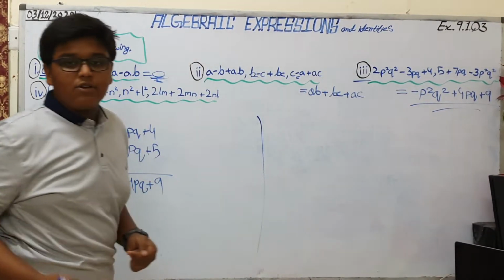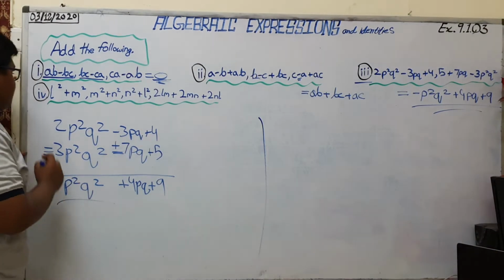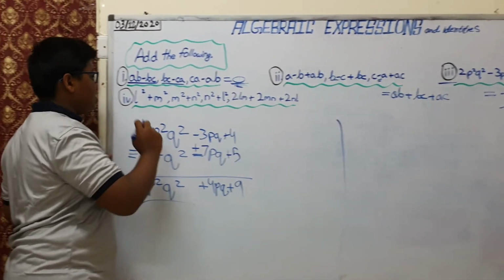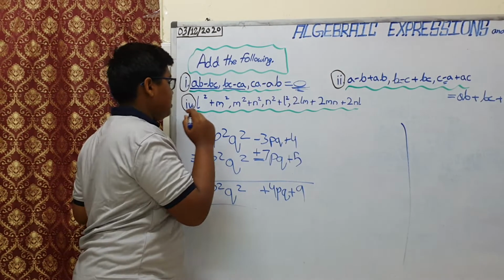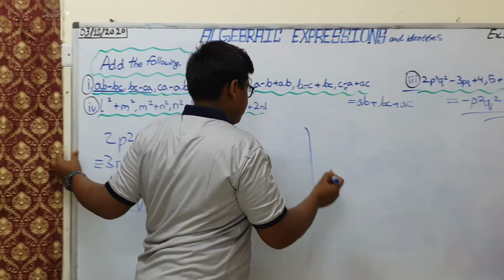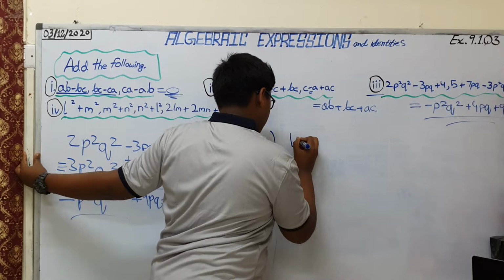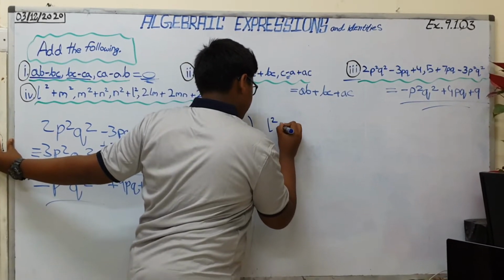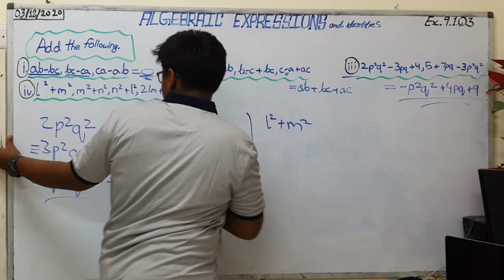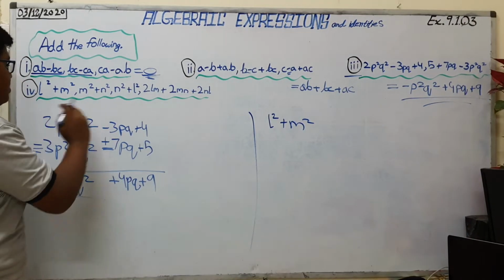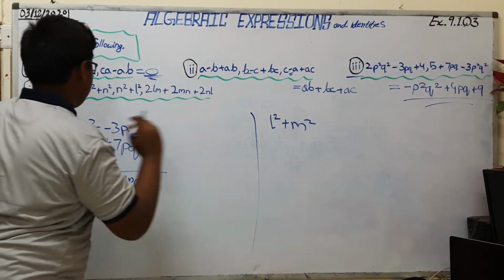Now let's go for question number 4. What are they asking? L square plus M square. We are going to write it here first. So this is the first expression. Then what is the second one? M square plus N square.